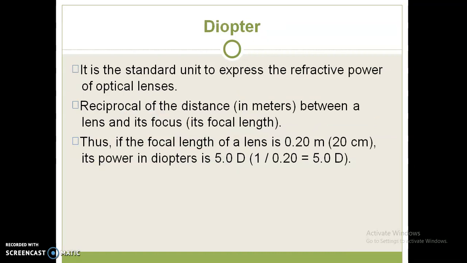Coming to the term diopter. The diopter is the standard unit to express the refractive power of optical lenses, and it is the reciprocal of the distance between the lens and its focus. Thus, if the focal length of the lens is 0.20 meter, that is 20 centimeters, its power is 1 by 0.20, which is equal to 5D. That is the power of that particular lens.